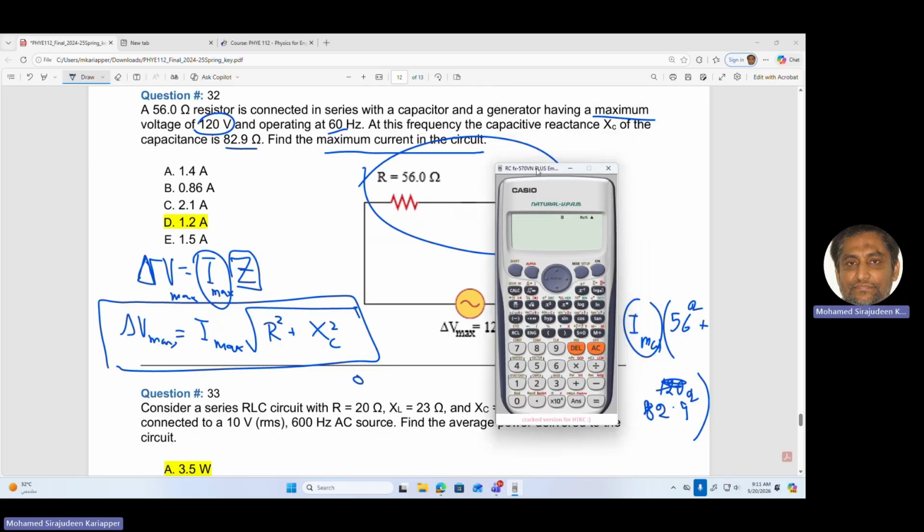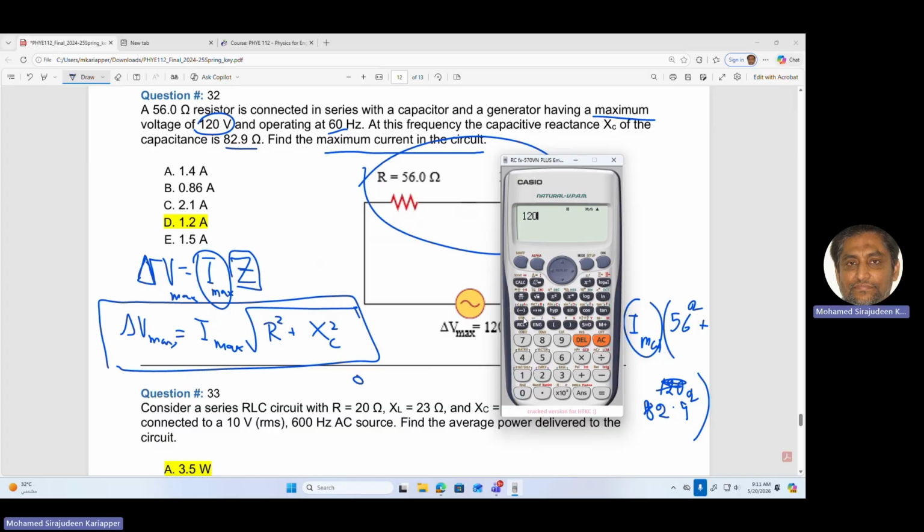How much is delta V? 120 equals I max, our unknown, multiplied by the square root of R squared, which is 56 squared, plus XC, which is 82.9. Okay, that's it. Shift calc. 1.19, which is 1.2.